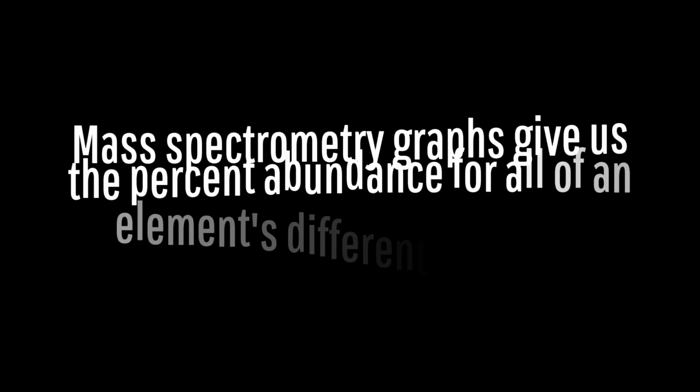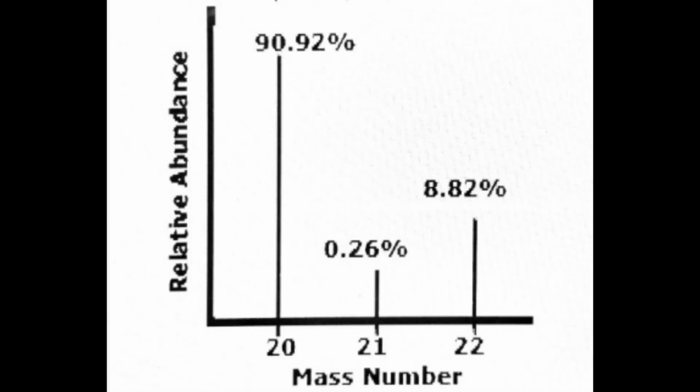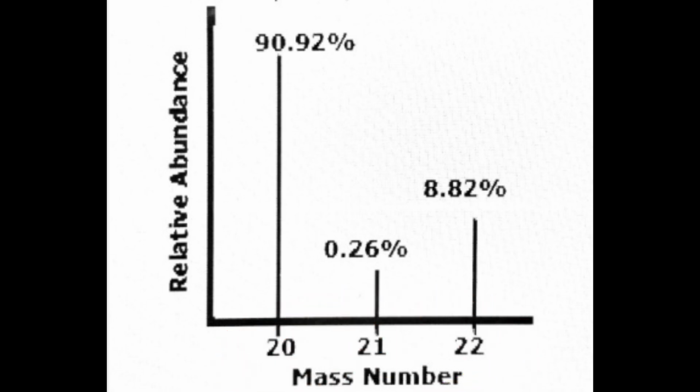We can also estimate an element's average atomic mass if we're given its mass spectrometry graph. Mass spectrometry graphs give us the percent abundance for all of an element's different isotopes. Let's look at a mass spec graph from neon. As you can see, neon has 3 isotopes: neon 20, neon 21, and neon 22. Looking at the graph, we can see that neon 20 has the highest relative abundance at over 90%.